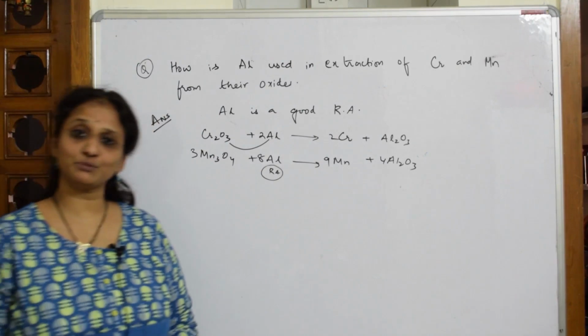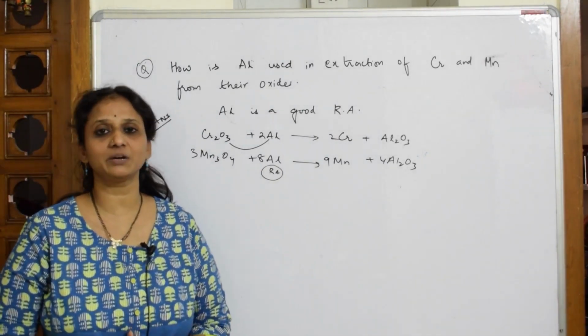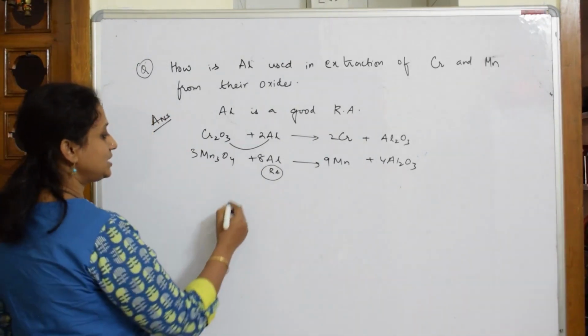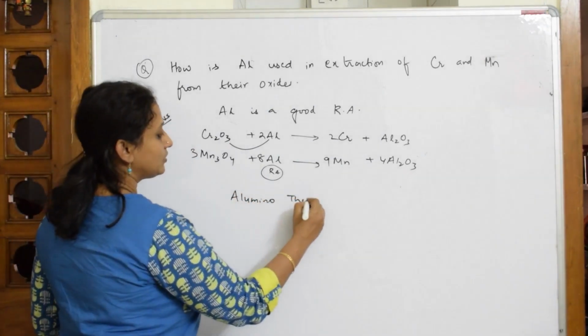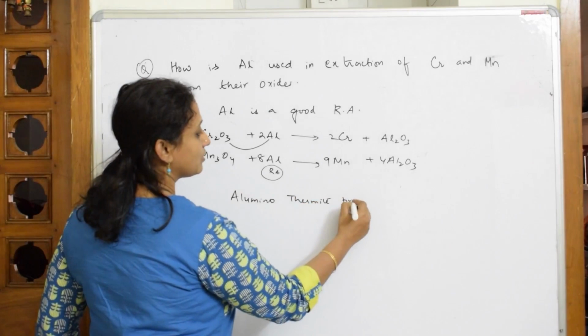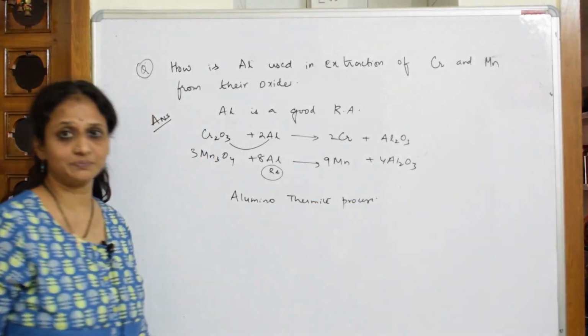And one more thing you should remember: aluminium is also used in the aluminothermite process, which you have also seen. You can write that also. It is used in the aluminothermite process for joining the railings.